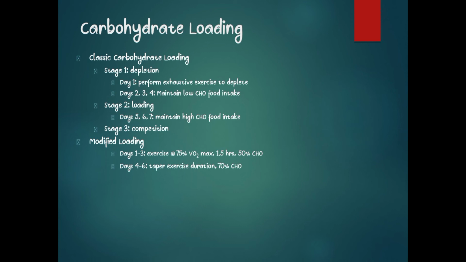But in the modified loading, on days 1 to 3, we do exercise at 75% of VO2 max, which means more intense exercise, for 1.5 hours with 50% carbohydrate intake. So we are measuring this in the modified stage, and in the classic stage we are not measuring. On days 4 to 6, we taper exercise, which means lower exercise duration, and 70% carbohydrate intake. That means on days 4 to 6 we're increasing carbohydrate intake.